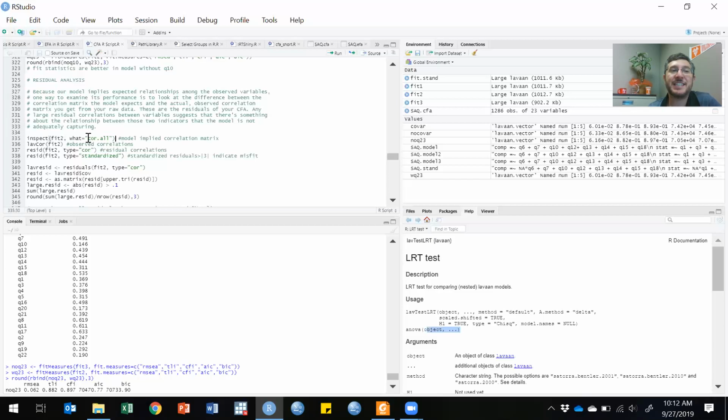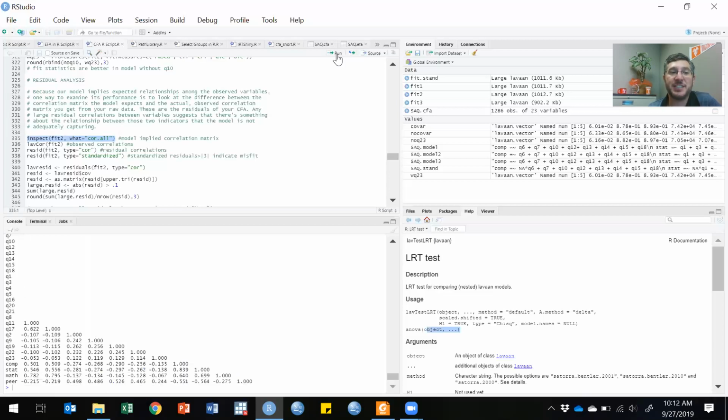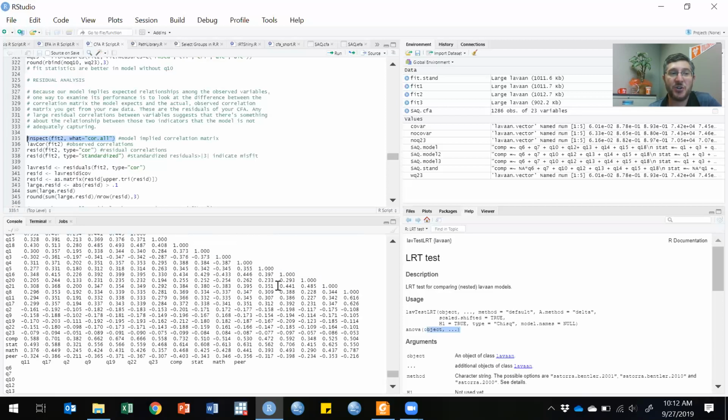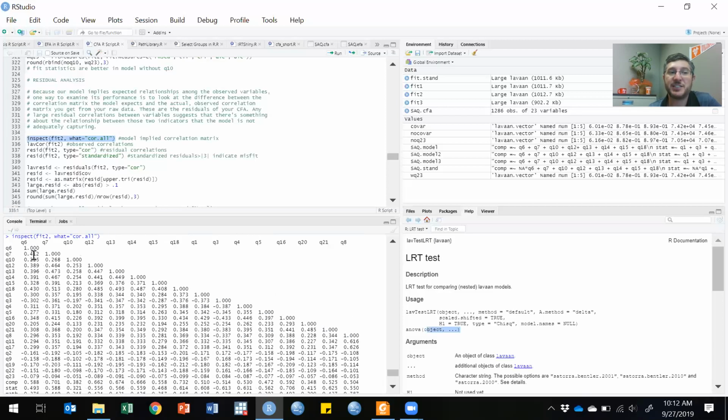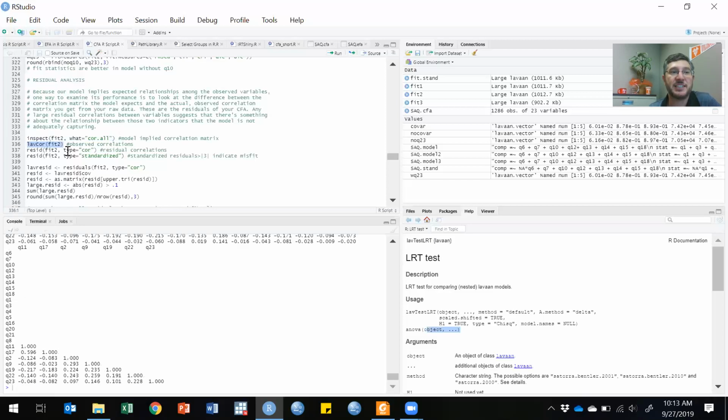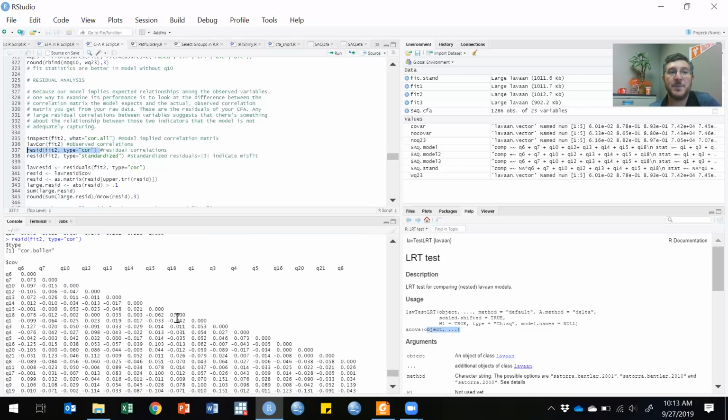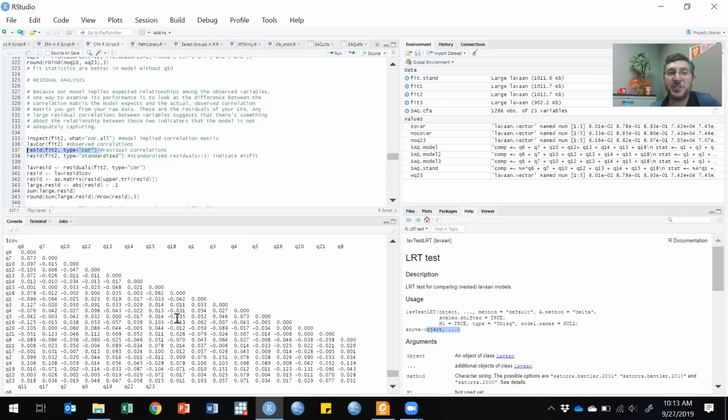So here's some syntax. Here's what the model-implied correlation matrix would be from our model. It's implying that there are these relationships among the variables. Here's the observed correlation matrix. And then you can get the residual correlation matrix. And basically, with the residual correlations, you're looking for high residuals.